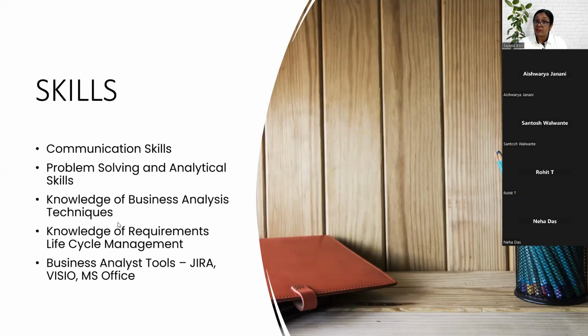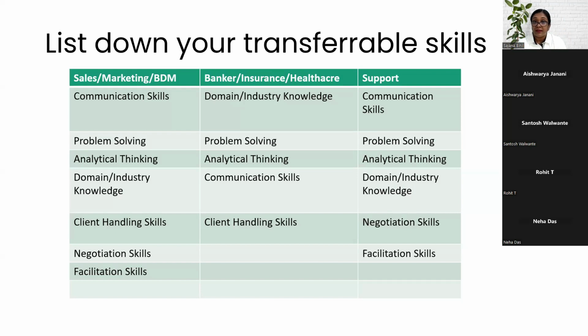Now I'm going to take you through a table which will make you aware of some very important skills you also have. Along with these skills, what are the additional skills each and every role brings to the table? Now is an exercise. This is an exercise for you to list down your transferable skills. Okay. So I have done it for 3 roles here.